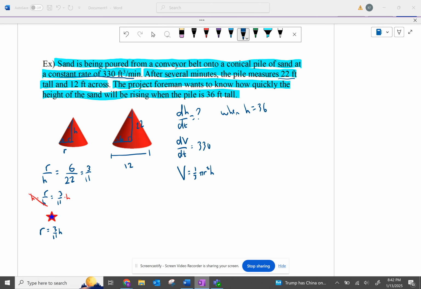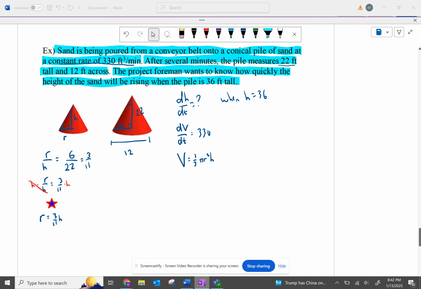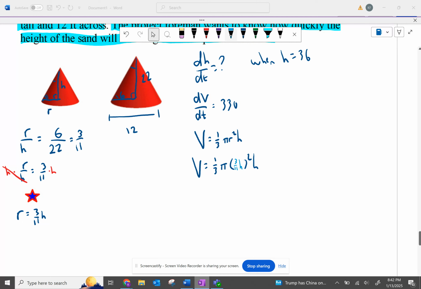And by trickiest, I mean this is the part where a lot of people make mistakes, is actually that substitution step. I need to find a way to write the radius in terms of the height, because now in this formula right here, I can write it in terms of V and h only. So it's 1/3 pi r squared times height, but I'm not going to write r, because r is equivalent to 3/11 h. Okay, so that's a very important part. And now from here, it's just some algebra, and then we're going to do some differentiation.